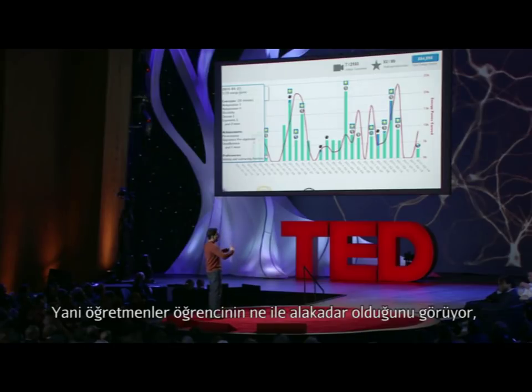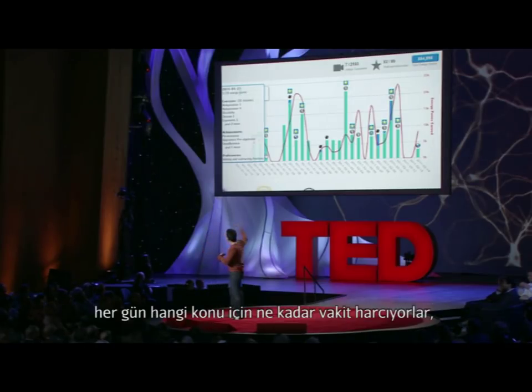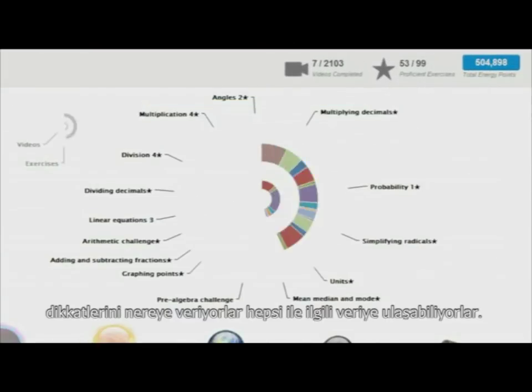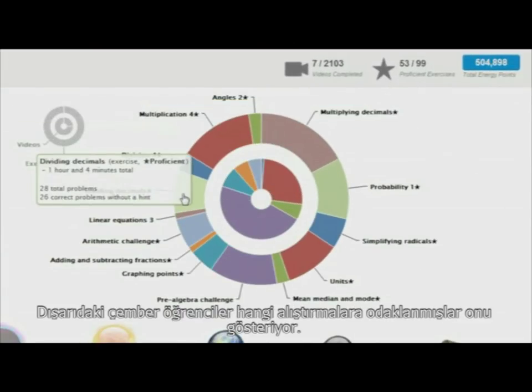So now the teachers know exactly what the students have been up to, how long they've been spending every day, what videos they've been watching, when they paused the videos, what they stopped watching, what exercises they are using. What have they been focused on? The outer circle shows the exercises they're focused on. The inner circle shows the videos they're focused on.